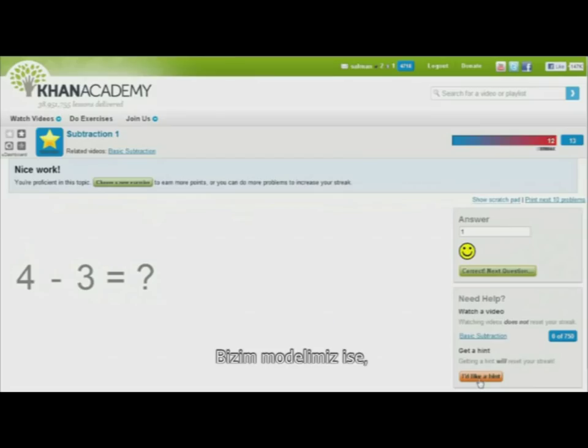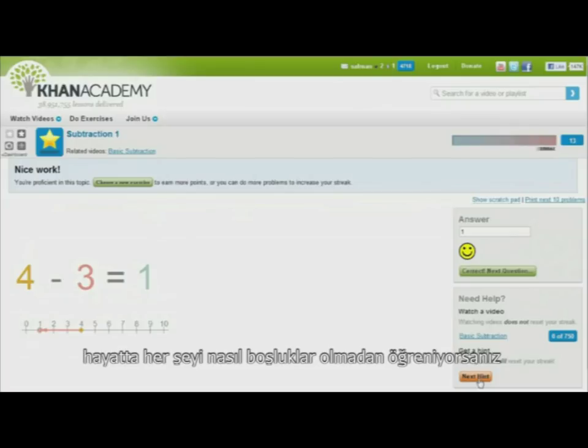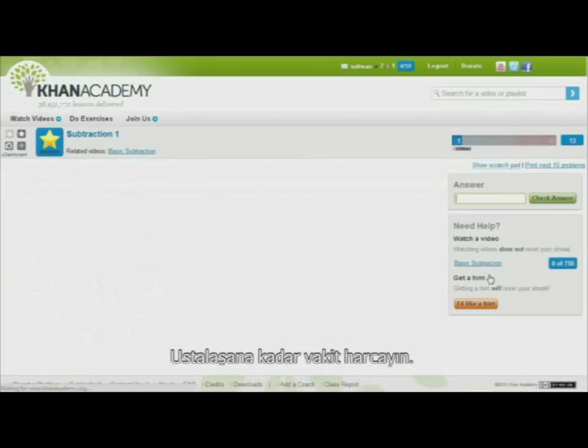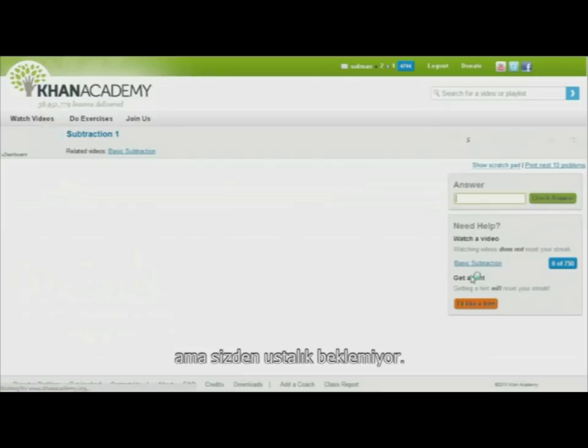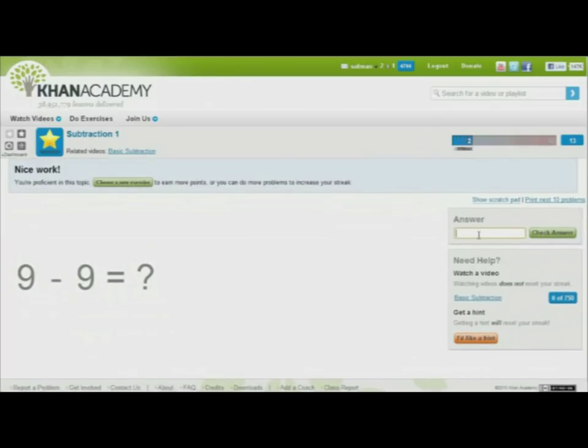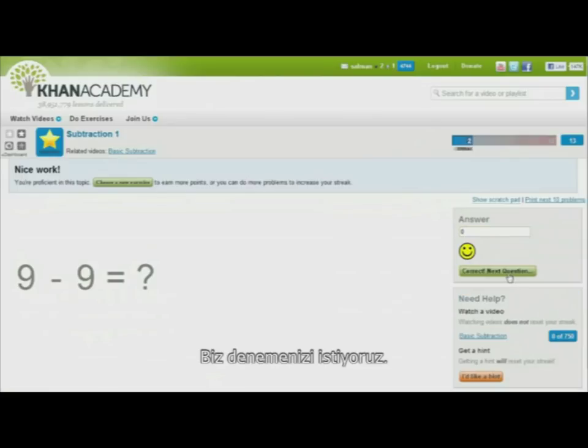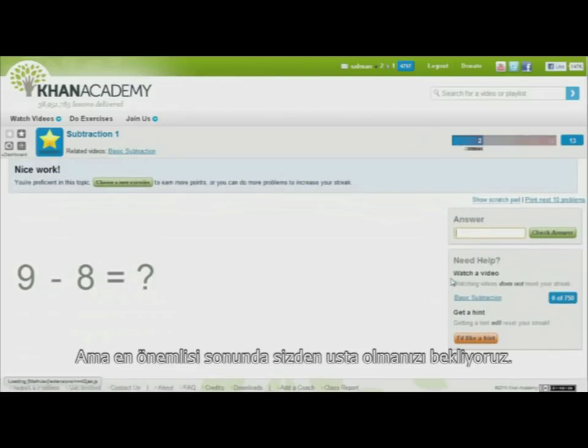So our model is learn math the way you would learn anything, like the way you would learn a bicycle. Stay on that bicycle. Fall off that bicycle. Do it as long as necessary until you have mastery. The traditional model penalizes you for experimentation and failure, but it does not expect mastery. We encourage you to experiment. We encourage you to fail, but we do expect mastery.